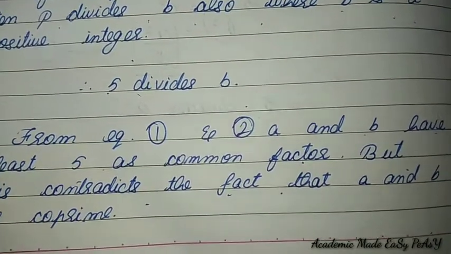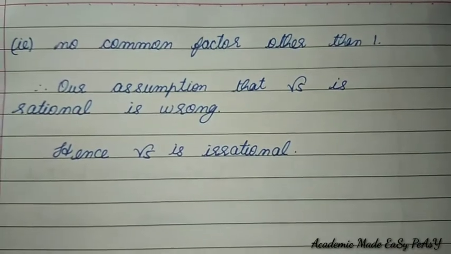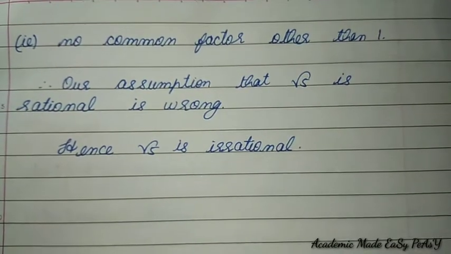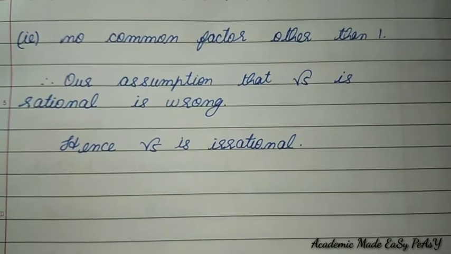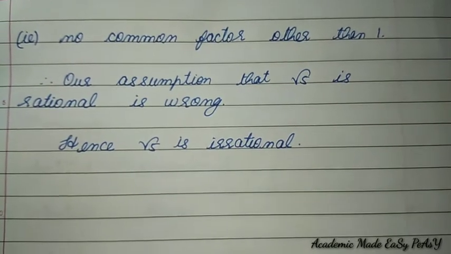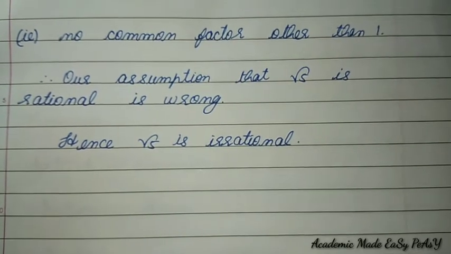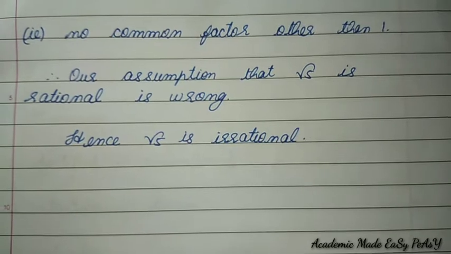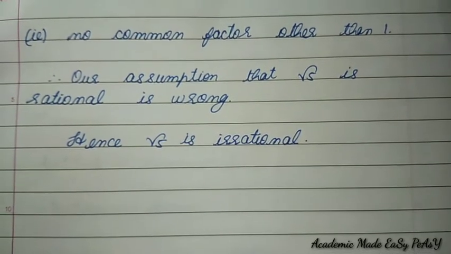a and b are co-prime, which means no common factor other than 1. If they are co-prime, then the common factor will be 1 only. But here I am having 5 as the common factor. Therefore my assumption is wrong. Therefore I will say that root 5 is irrational.